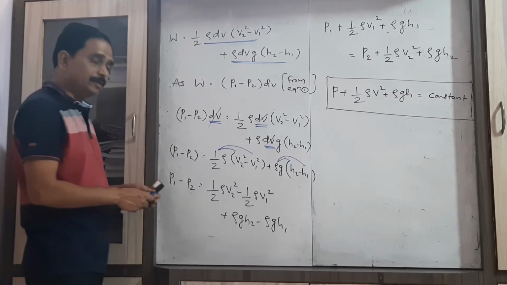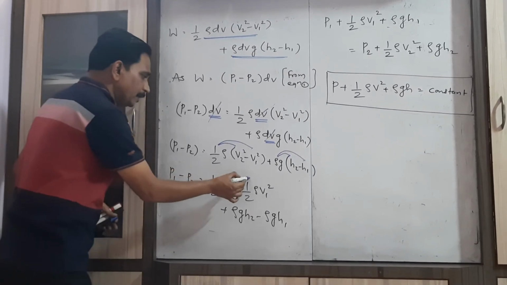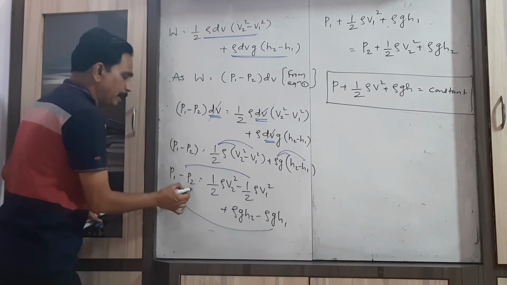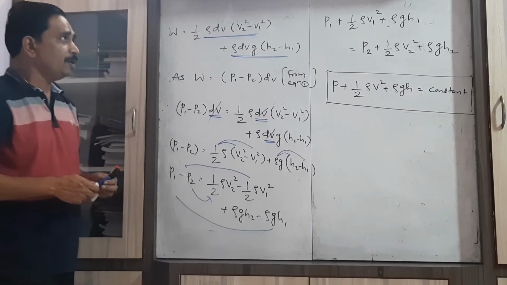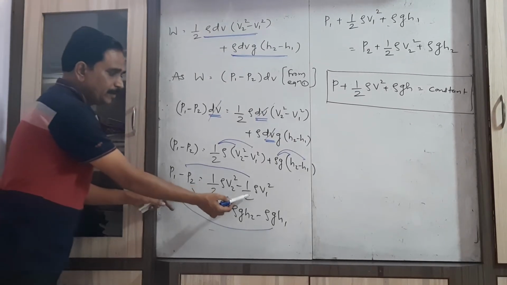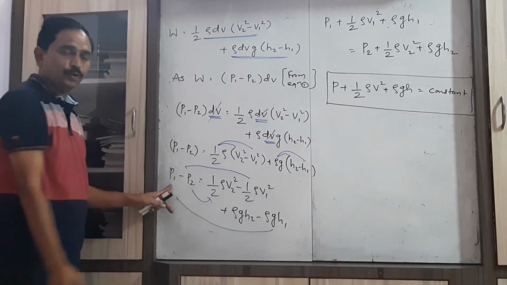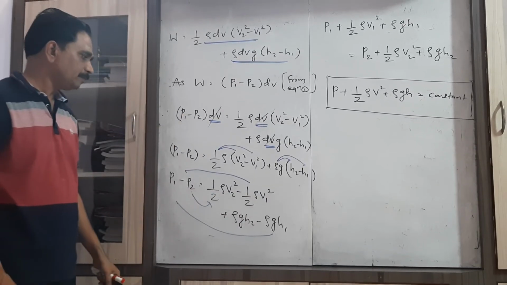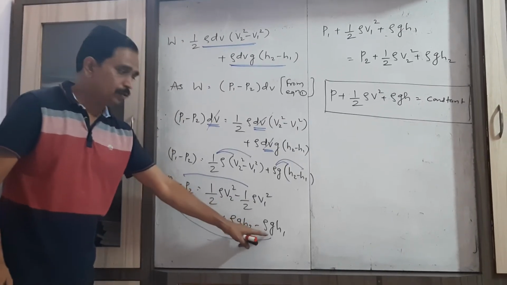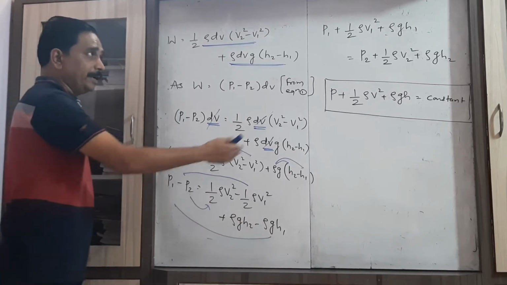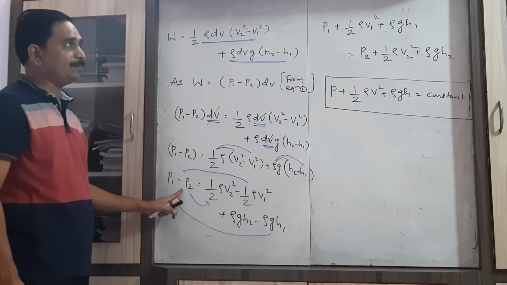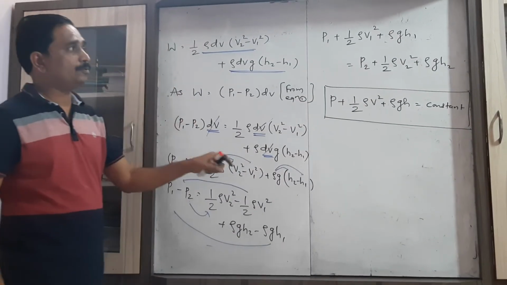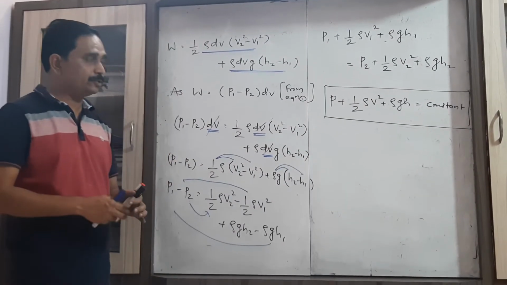Now transfer the terms containing 1. If we transfer this term, and P2 here, so we have P1. Now this term is negative. When we transfer, it becomes positive. P1 plus half rho into V1 square plus rho g H1. Now we transfer here P2, which becomes positive. Now P2 plus half rho V2 square plus rho g H2.